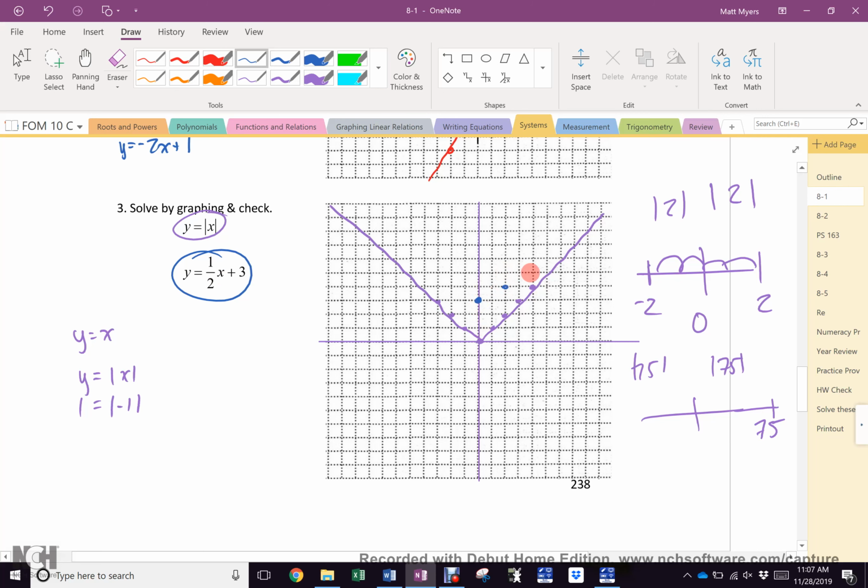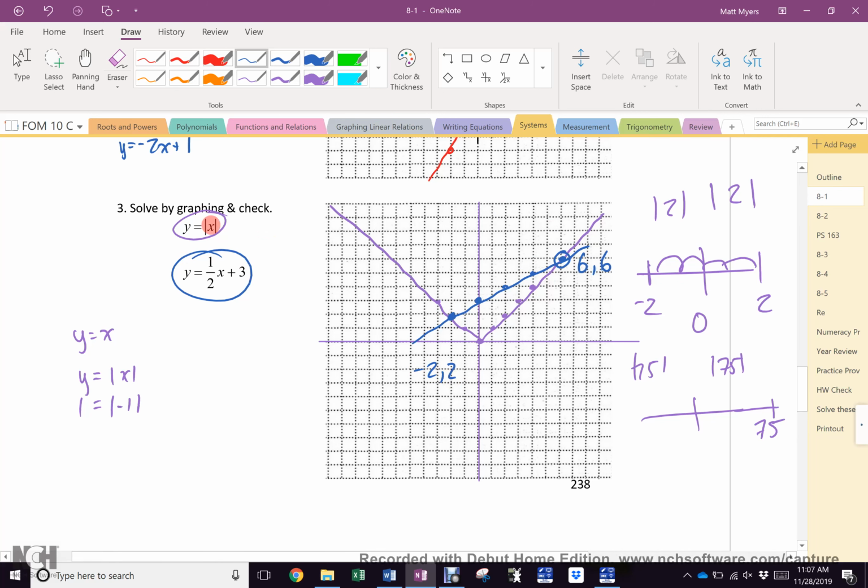I'd go up 1, 2, 3 on the y-axis, and then what? Up 1, right 2, up 1, right 2, up 1, right 2, and what happened right there? I hit the purple line, yes? At 6, 6, yes? What else can I do here? Go back 1, down 1, and left. What happened right there? I hit it again at negative 2, 2. So what does that tell us? Can a system have more than one solution? Yes, depending on the graph. Every time the lines touch, it makes a solution.